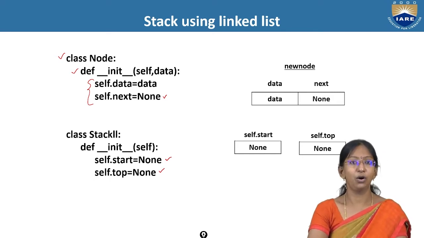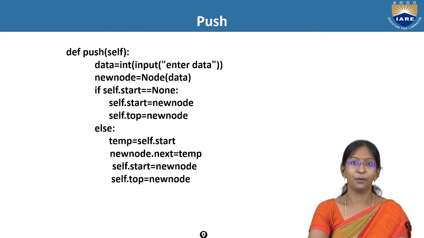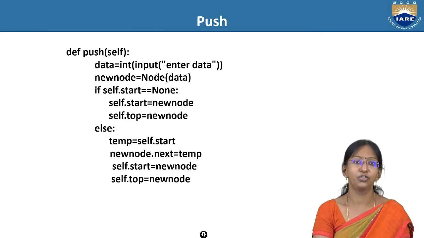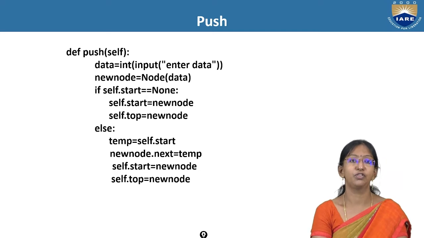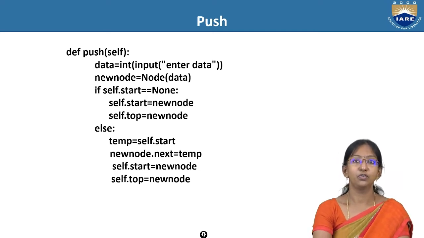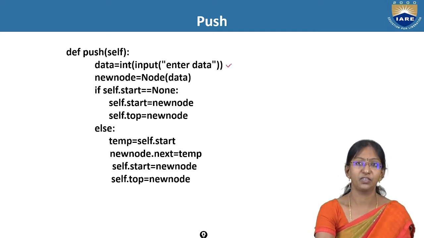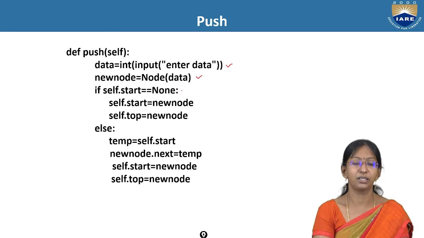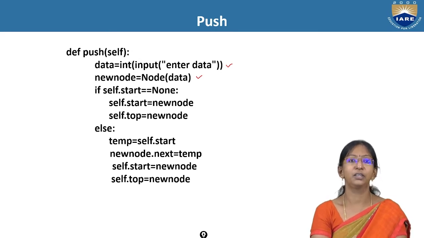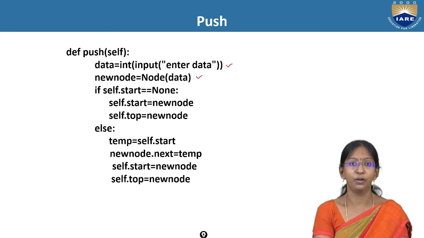So let's look at the operations on stack. The first and basic operation is the push operation, which is nothing but insertion. So I have read the data. That is the first statement. And I'm going to create a node by creating an object of the class Node, right?